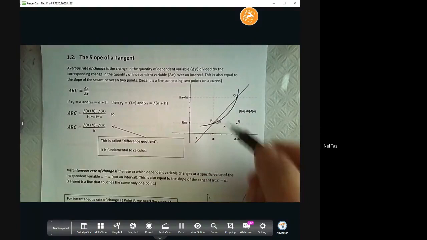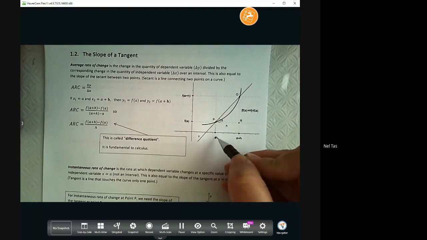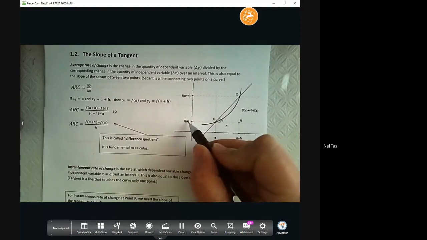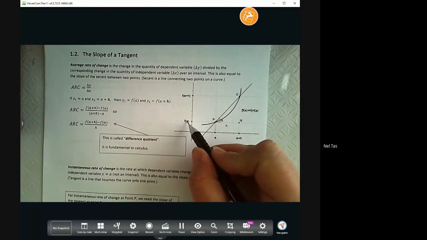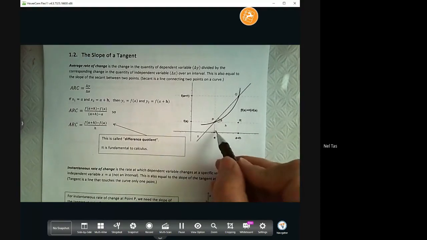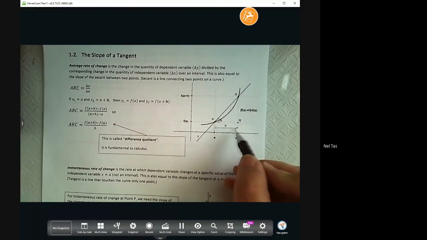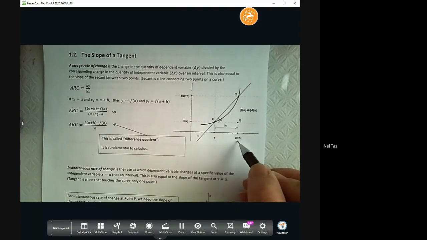Okay. But this time let's say point P has x coordinate of a. Then the y coordinate would be f of a. So if you substitute x, in this case a, in the f function, you get f of a as the y coordinate. And let's say the horizontal difference between point P and point Q is h. So I say this horizontal distance is h. So then if this coordinate is a, then the other coordinate is going to be a plus h.